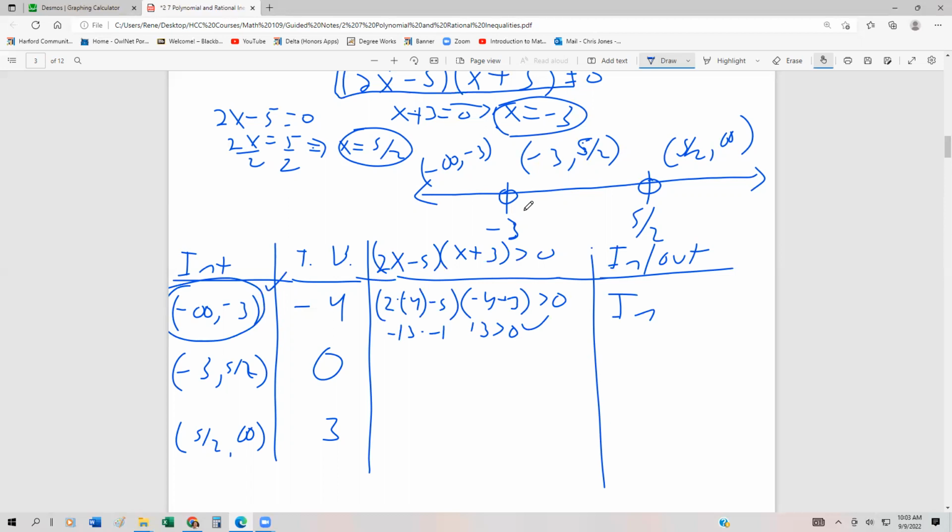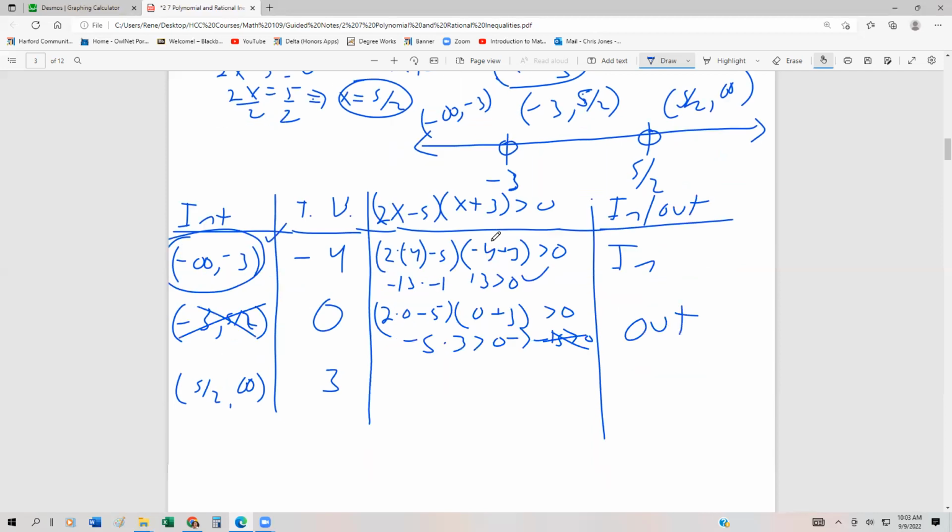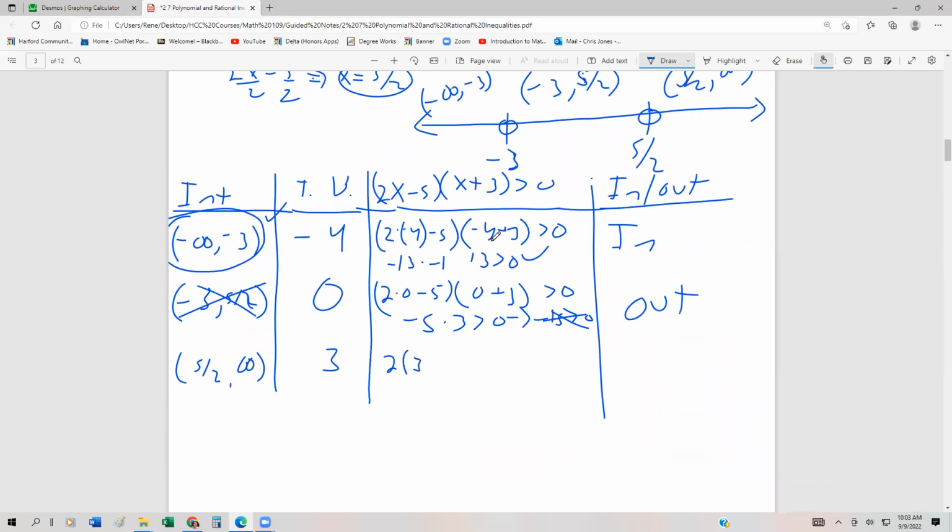Let's see what happens if we substitute 0. So we have 2 times 0 minus 5, times 0 plus 3, greater than 0. This becomes negative 5 times 3, or negative 15 greater than 0, and that's certainly not valid. So this one's out. That's not part of the solution set. Now let's try 3. We would have 2 times 3 minus 5, times 3 plus 3, greater than 0. 2 times 3 is 6, and 6 minus 5 is 1, and 3 plus 3 is 6. So that's 1 times 6, which is 6, which is greater than 0.